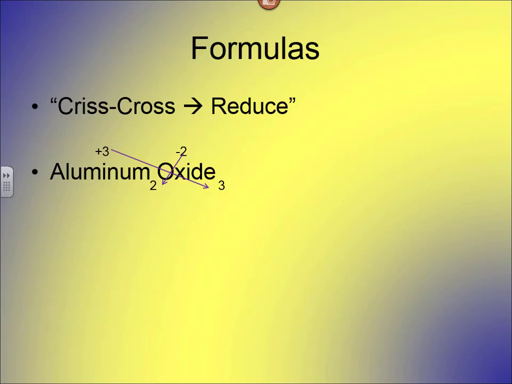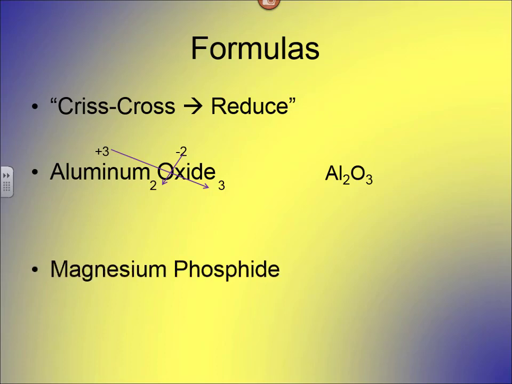And from here, we need to check and see if we can reduce. Will a 2 and a 3 reduce like a fraction reduces? No. So we're done. We just got to write the formula. And that looks like Al2O3. Let's try another one. Magnesium phosphide. What's the charge for magnesium?